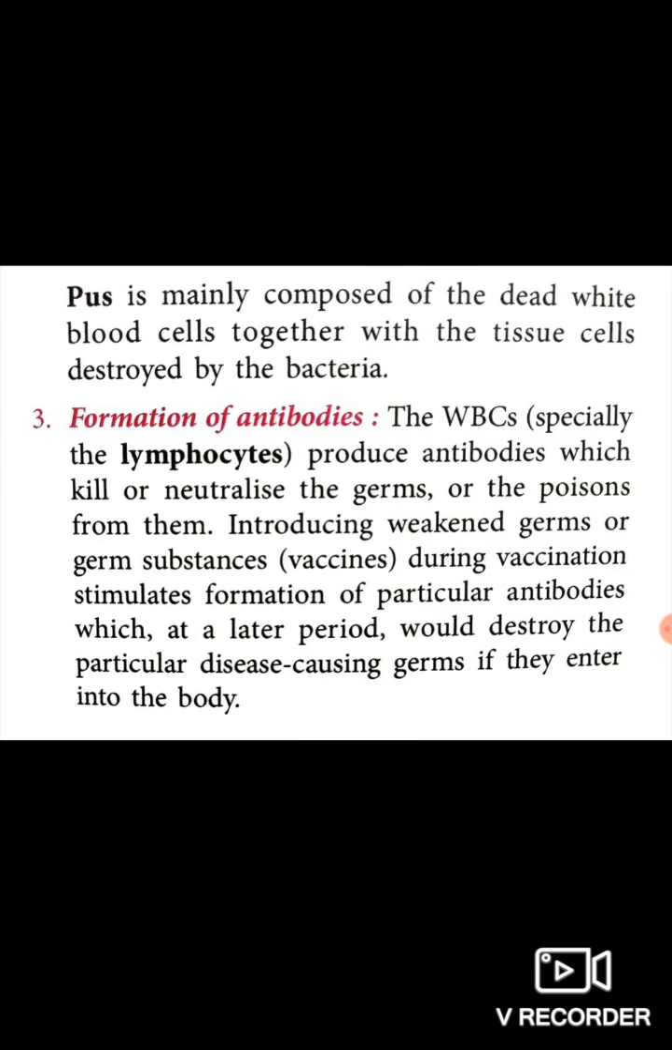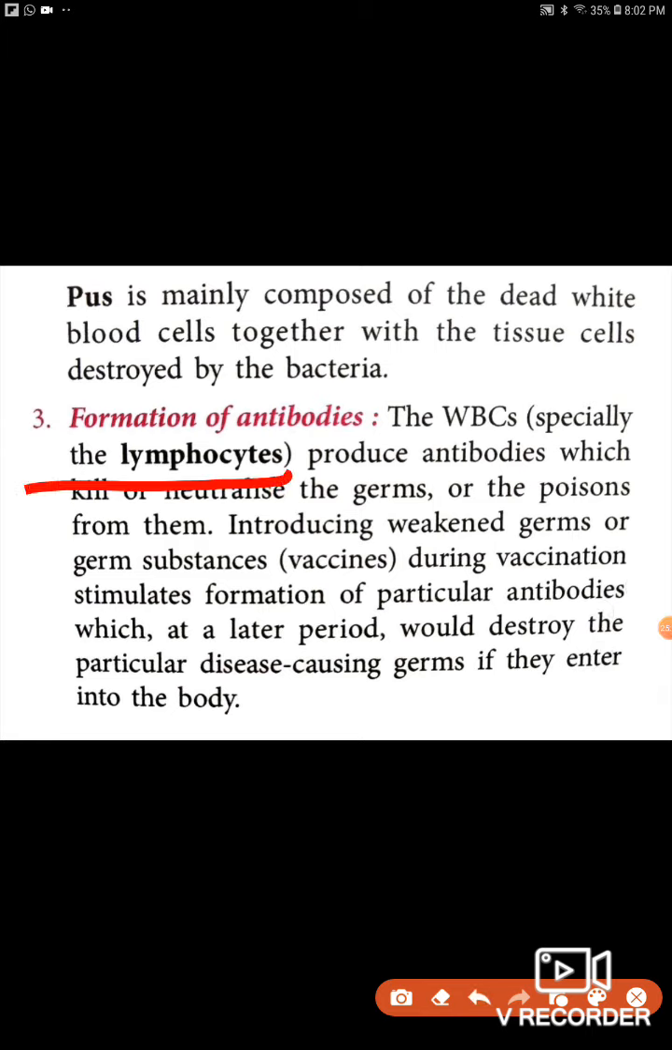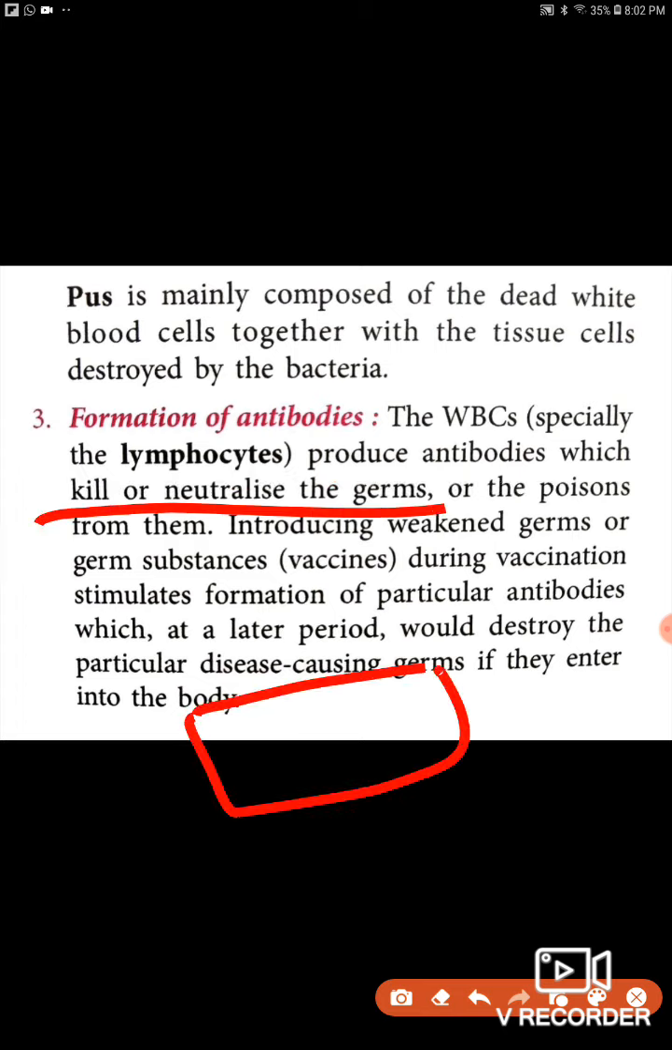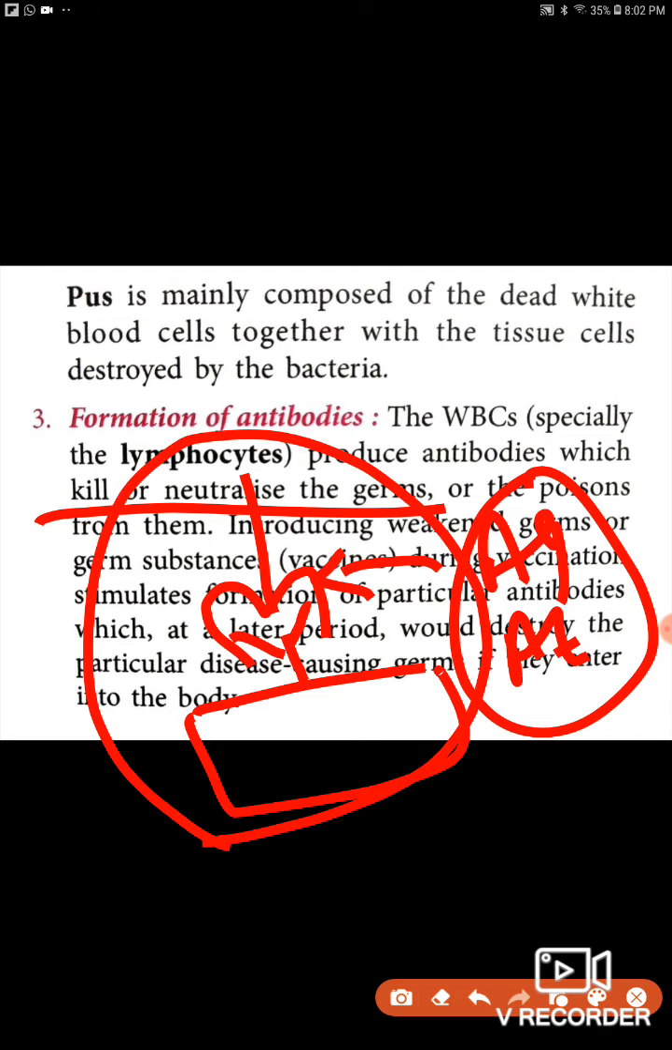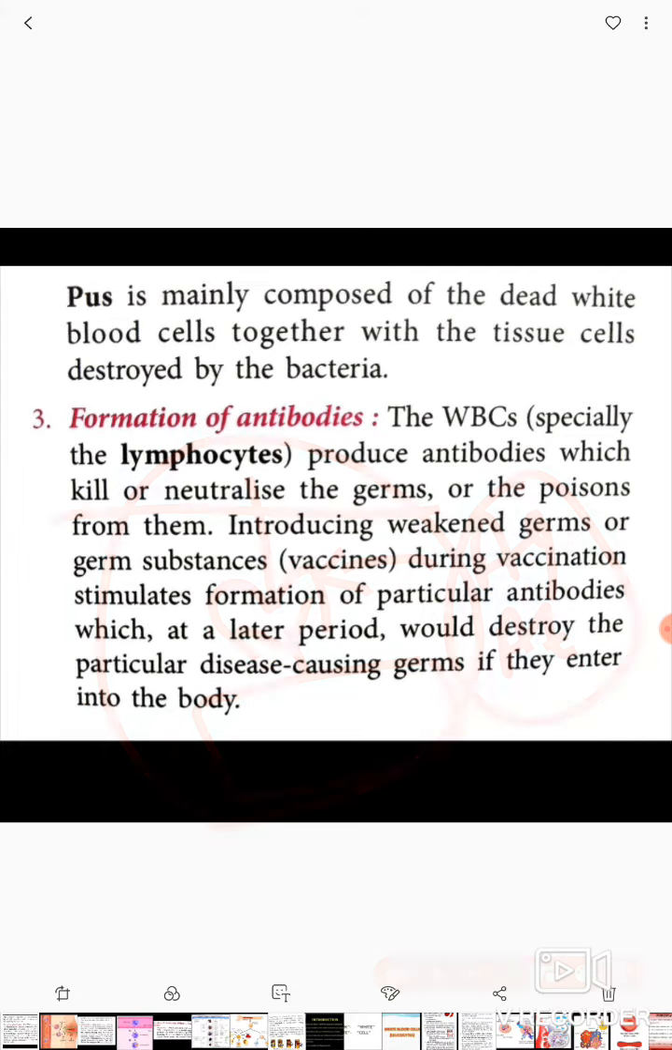Next is the formation of antibodies. Antibody structure, you know about it. Lymphocytes always go for the production of antibodies which can neutralize germs. How? Because any germ has its own antigen. Our antibody can bind with it and form an antigen-antibody complex, and this complex can be phagocytosed by any kind of WBC and neutralized.